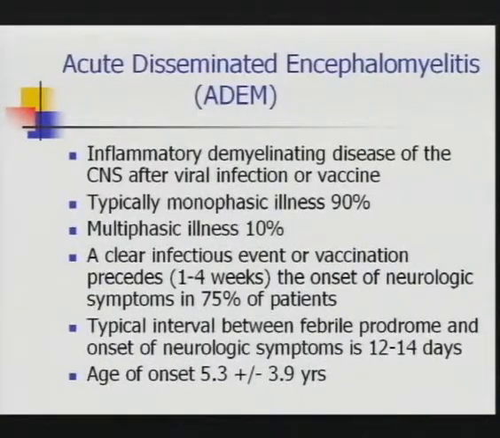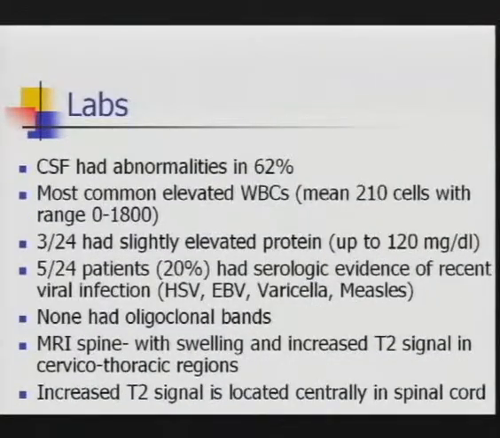And the interval between the febrile prodrome and the neurologic symptoms is said to be 12 to 14 days in the literature, but in my experience, it's more like about 5 to 7 days. And as we said before, the age of onset typically tends to be younger.